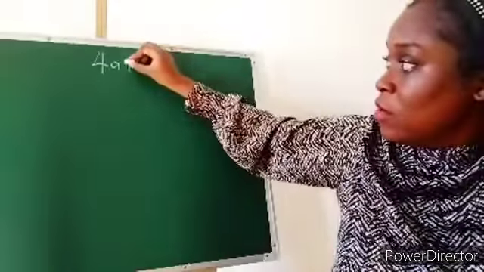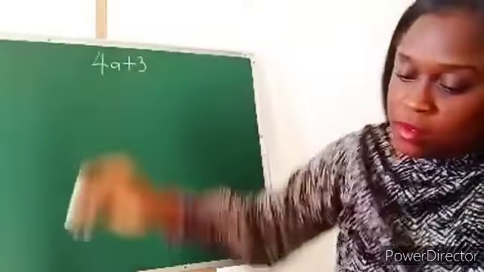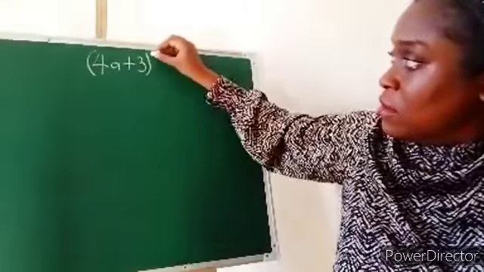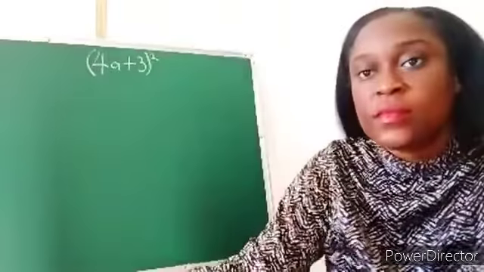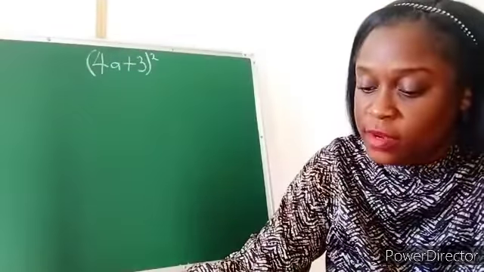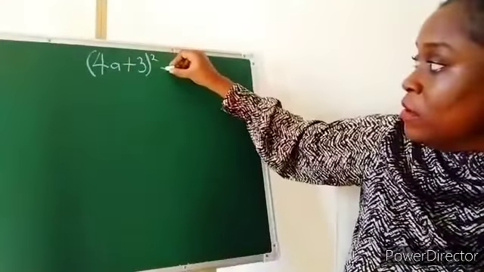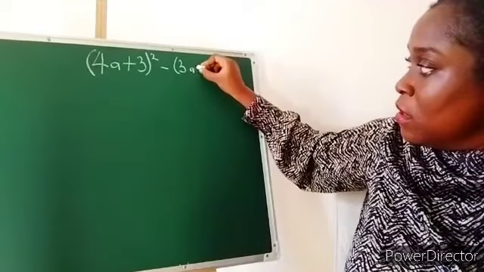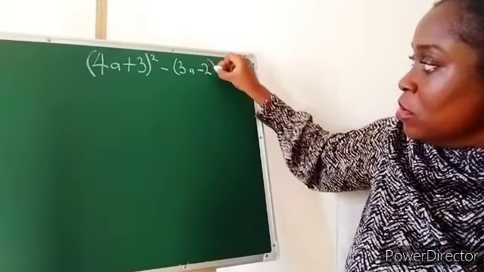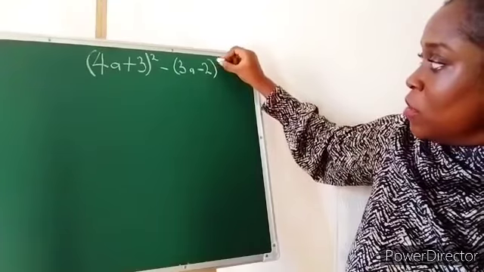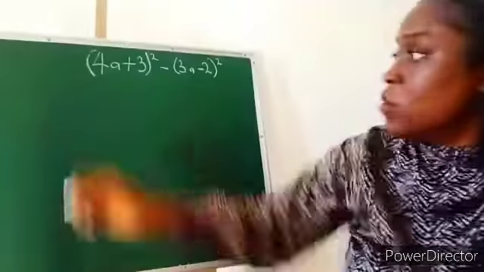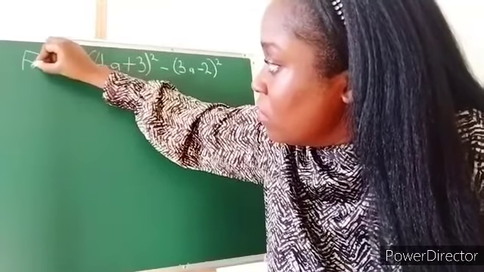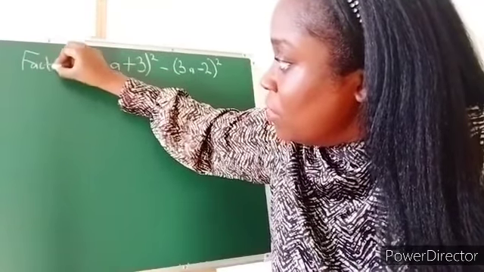4a plus 3 in brackets squared, so 4a plus 3 bracket squared minus 3a minus 2 bracket squared. So the question says factorize. Don't mind my handwriting.